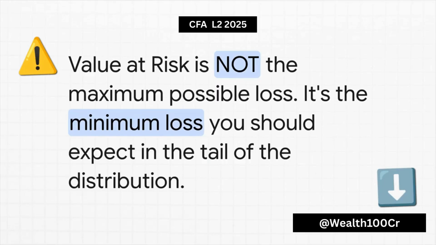Okay, this is probably the most tested point on VAR, so burn this into your brain. Value at risk is not the maximum possible loss. It's a floor, not a ceiling. It answers the question, how bad might it get on a normal bad day? It does not answer the question, what's the absolute most I could possibly lose? Because, of course, that answer is always everything.